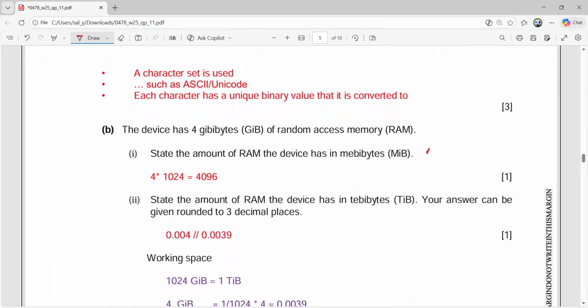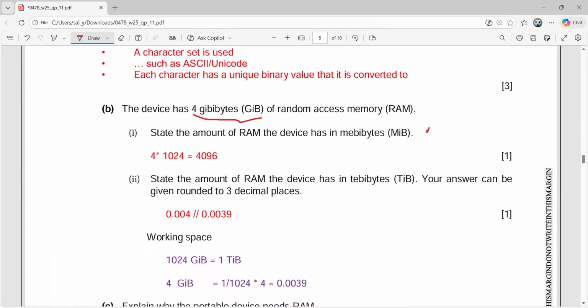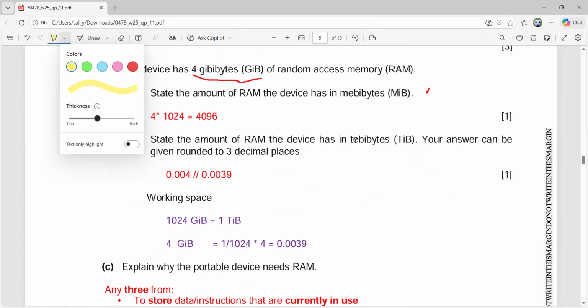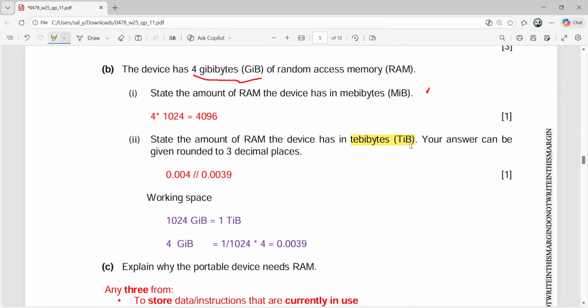Now, part 2. State the amount of RAM the device has in terabytes. Now, this is your 4 gigabytes value, and you are asked to convert from GB to TB. So what you need to do, you need to do the division exactly. So your answer can be given rounded to 3 decimal places. So they have given you some instructions and they will give you the working space. So since we know that 1 terabyte equals 1024 gigabytes, and since my requirement is TB, now be clear, my requirement is to convert it to terabytes. That's why I need to be doing it this way.